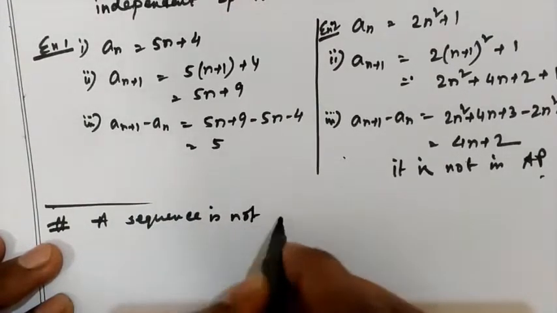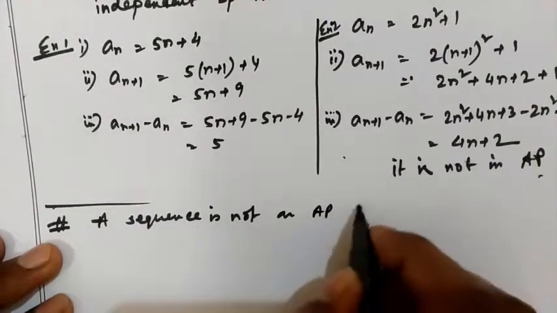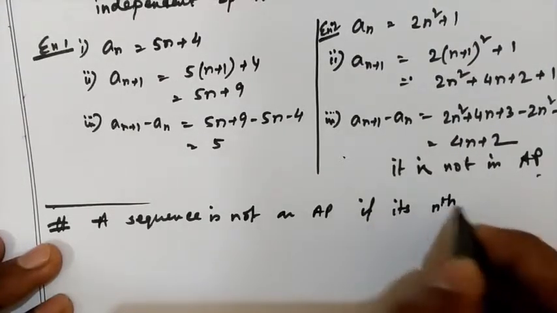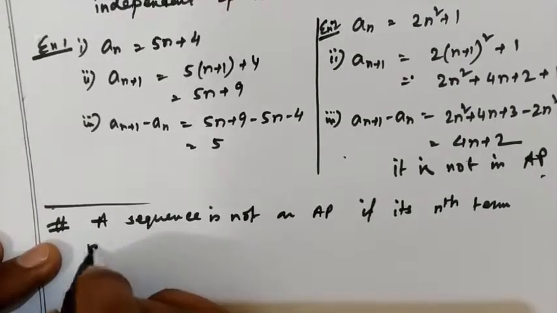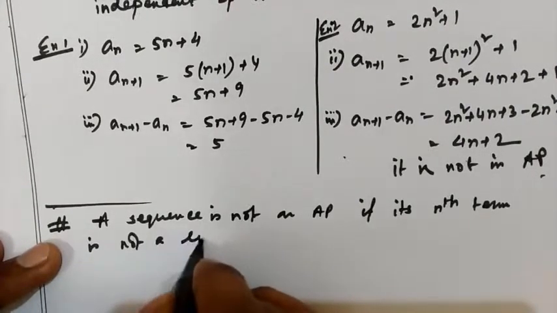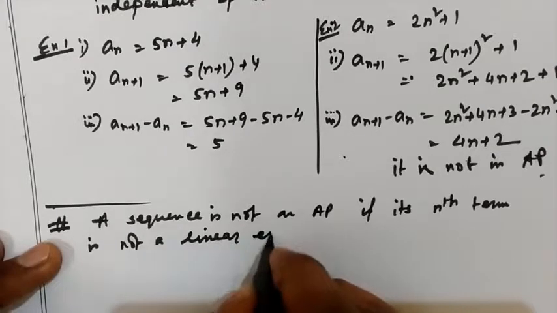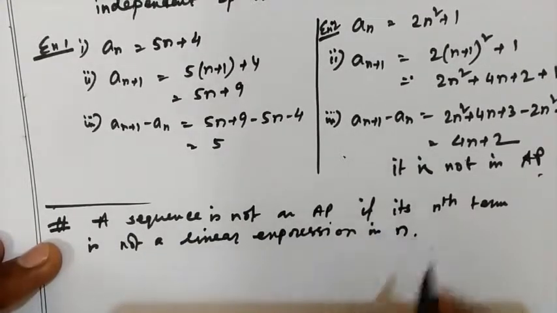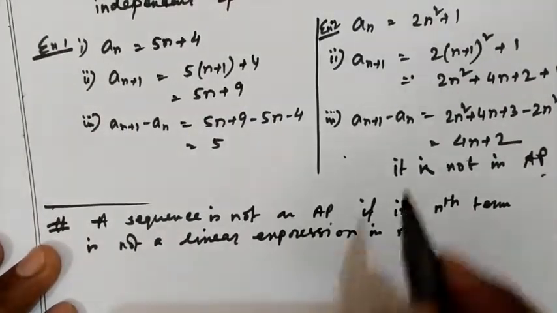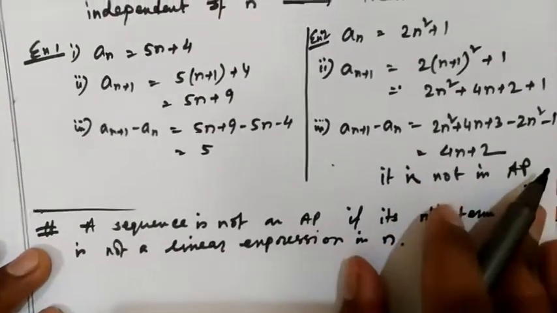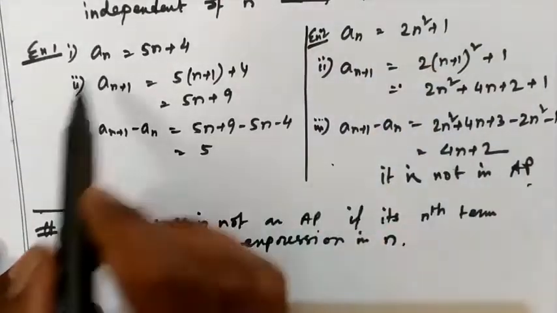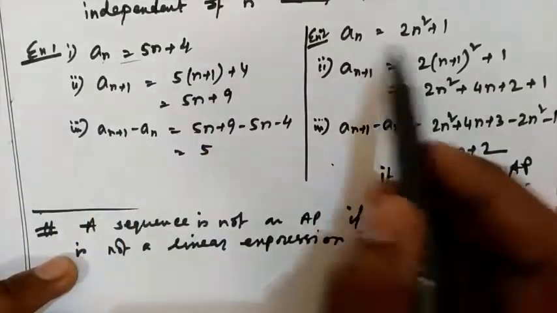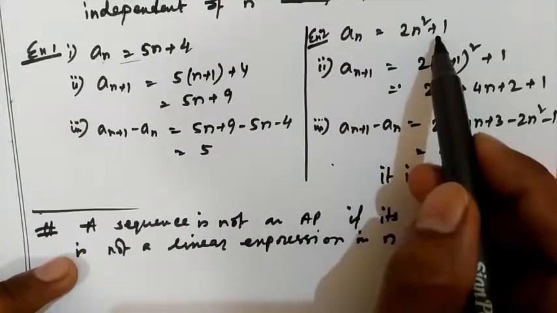Now one important point is that a sequence is not an AP if its nth term is not a linear expression in n. Let's see the example. It was in a linear-looking form, but it was not a linear expression.